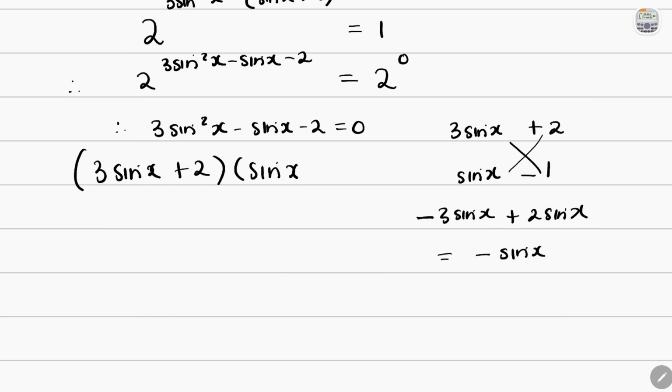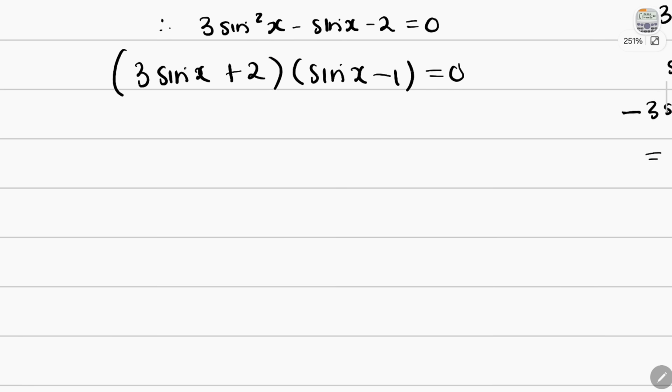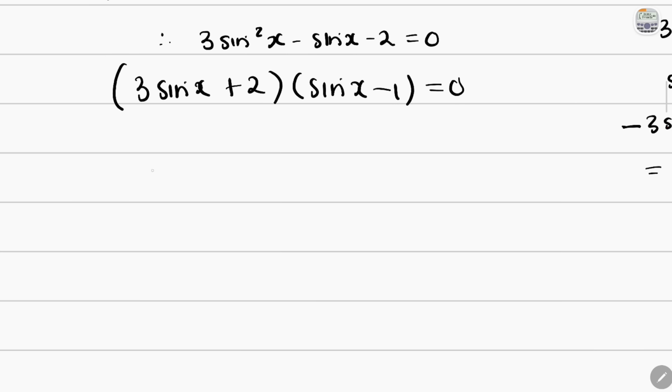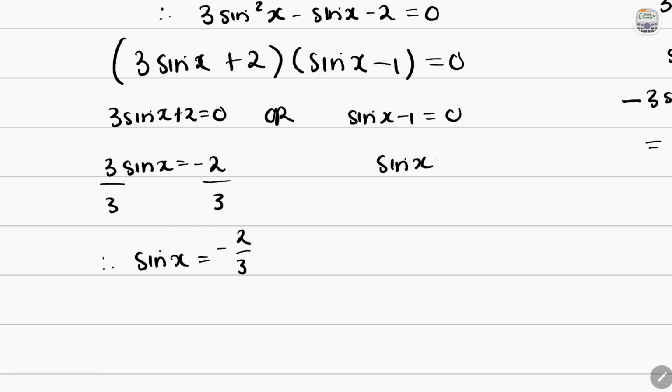And then sine x minus 1 is equal to 0. And here we are. Okay, so this is just a factorized version of that. And so you're saying something multiplied by another thing gives you 0. It's either that the first, so 3 sine x plus 2 is equal to 0, or the second, sine x minus 1, is equal to 0. And so here's what we get here. We get 3 sine x is equal to, we'll transpose the 2, becomes negative. Then divide both sides by 3, and so sine x is simply equal to negative 2 over 3. Okay, and then here, sine x would just be equal to 1.